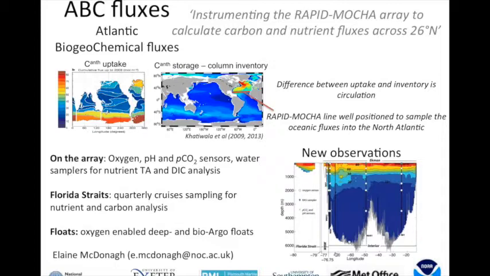Myself and my collaborators came up with Atlantic biogeochemical fluxes, or ABC fluxes. So our aim is to instrument the RAPID-MOCHA Western Boundary Time Series array to calculate carbon and nutrient fluxes across 26 North. Okay, so this is a collaborative project. I'm leading it from the National Oceanography Centre in Southampton. It includes the Carbon and Modelling Group at the University of Exeter, the Modelling and Observation Groups at Plymouth Marine Laboratory, also the University of Southampton, and the Met Office and NOAA are project partners in there.